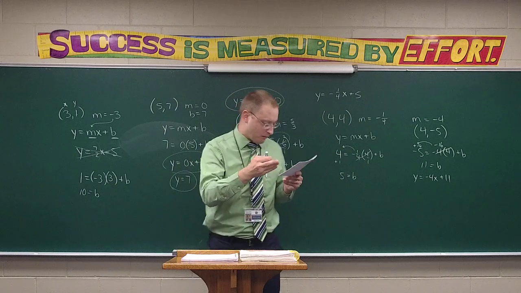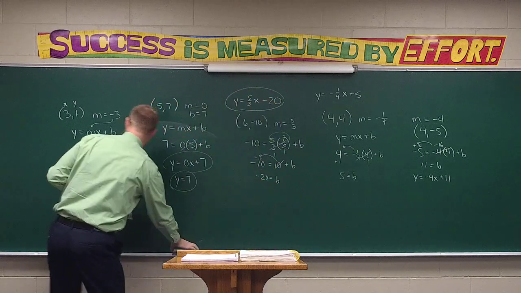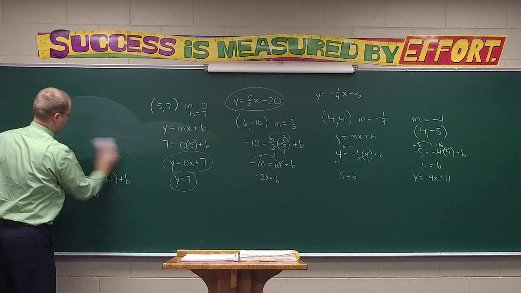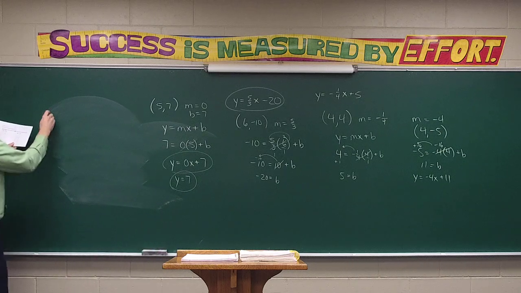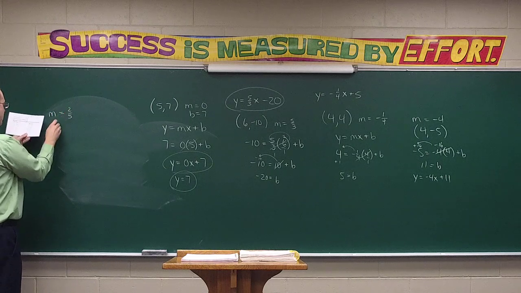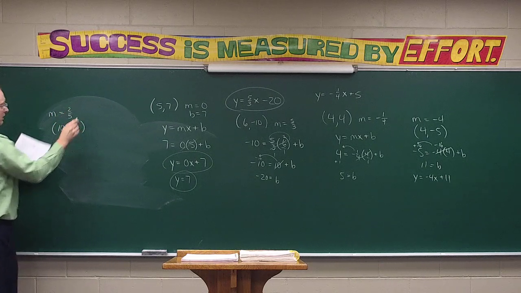Excellent. Number 12, I'm going to come to Genesis here. Genesis, you weren't here yesterday. Not sure if you had an opportunity to watch the video since I know you weren't feeling too great. But let's see how we do here. We're given a slope of 2/5. We're given the point 10, negative 4 here on number 12.